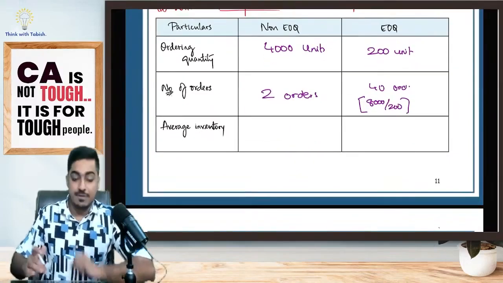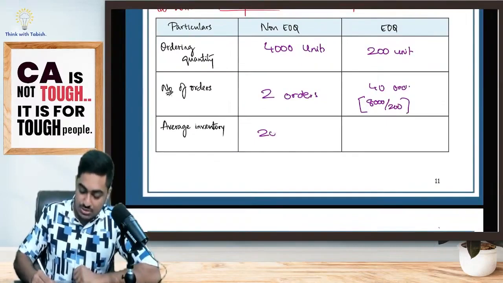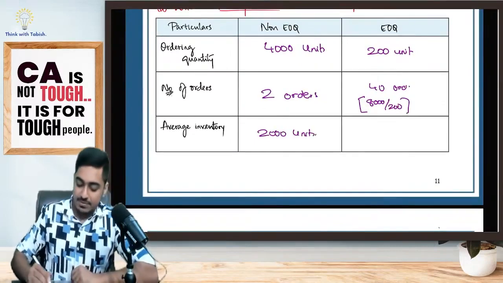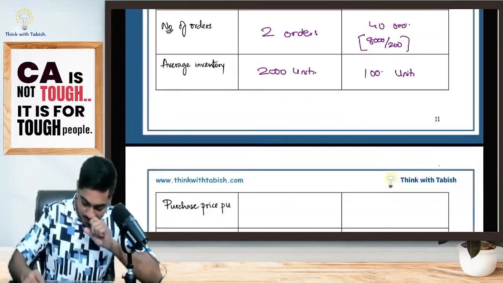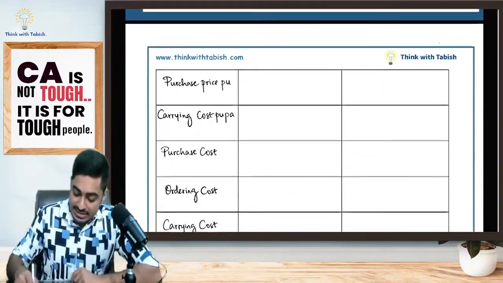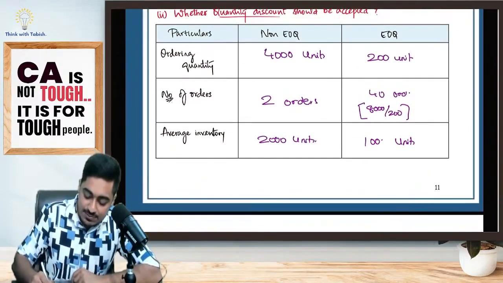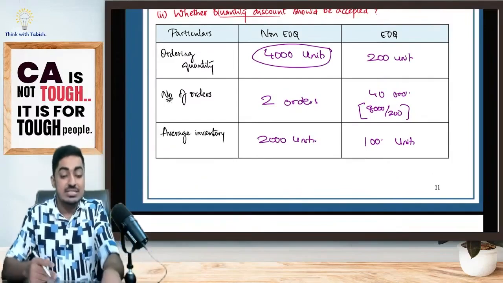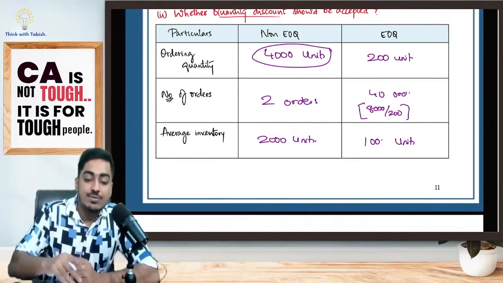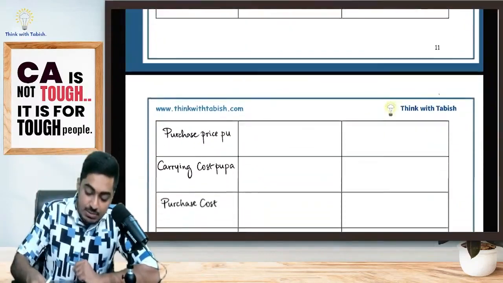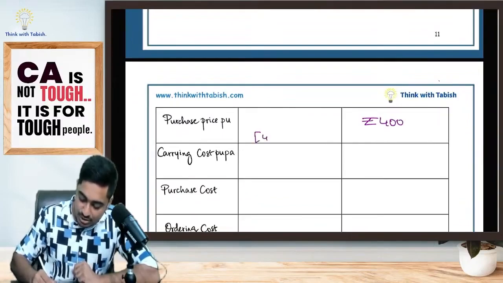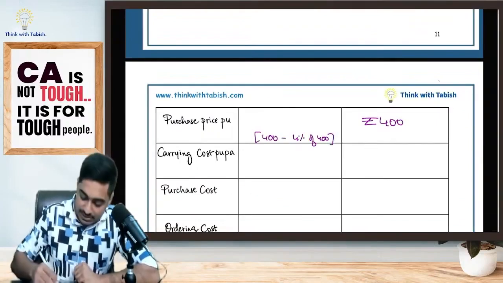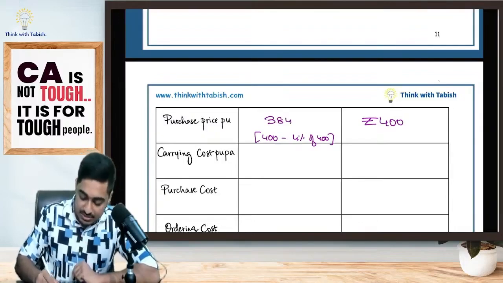Okay, perfect. Average inventory: if I'm buying 4,000, half of that, 2,000 units I'll be having. If I'm buying 200, half of that, 100 units I'll be having on an average. Now pay attention, a very important thing. Supplier is willing to give me a discount. He is telling, if you buy full 4,000 units right now, I will give you 4% discount. Right now what is the cost for 1 unit? 400 rupees. He will tell, you need not pay 400 rupees, I will give you 4% discount. That means 16 rupees discount. If you pay 384, it is sufficient.